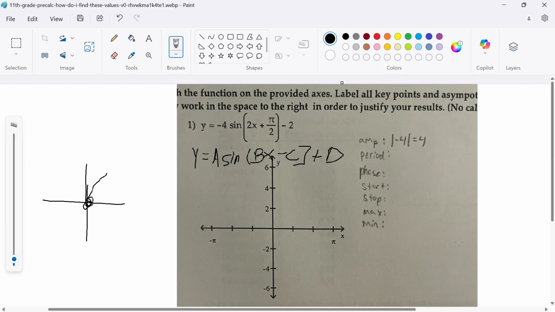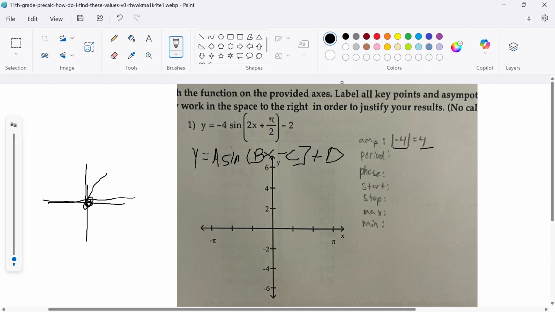And a is the amplitude, b helps find the period, and b and c help find the phase shift. d helps find the midline. The midline for sine is usually 0. D shifts it up and down. So amplitude is the absolute value of a, which is the absolute value of negative 4, which is 4.